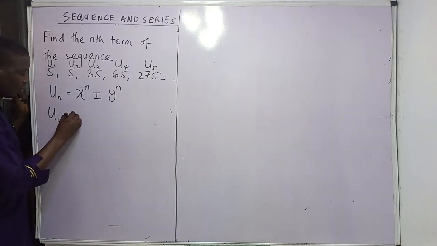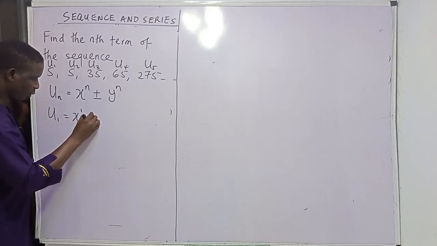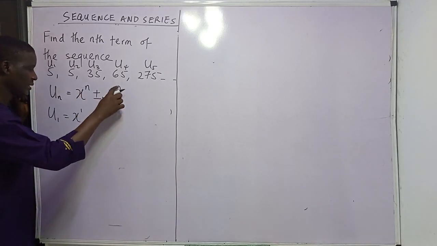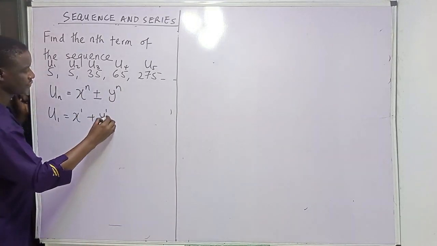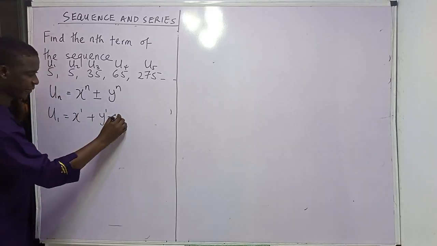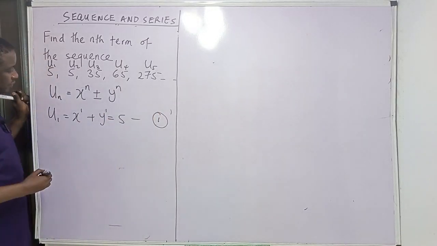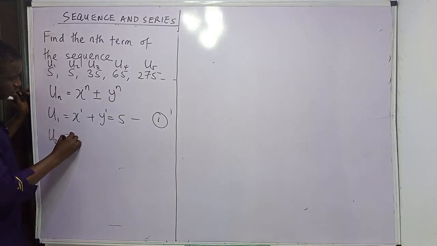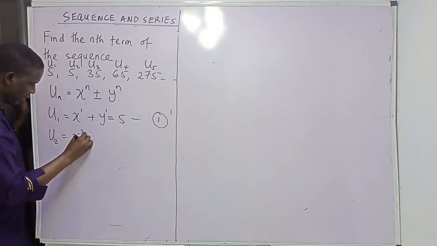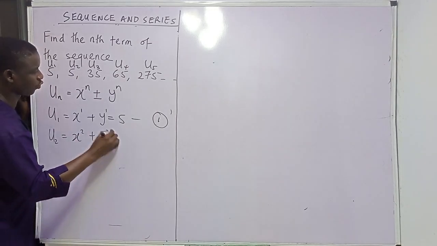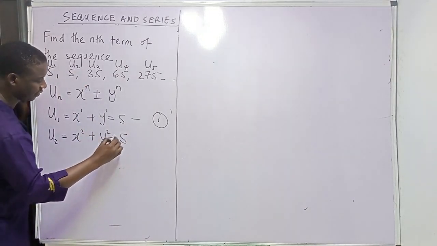So u1 will be x to the power 1 plus y to the power 1, that means you do n equal to 1, equal to our first term, which is 5. Equation 1. Let's put u2: x squared plus y squared equal to u2, which is 5. Equation 2.